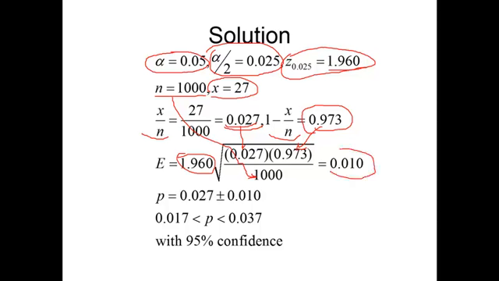And this gives us that E is equal to 0.010. We get 0.027, probably wrong. If it's too low, we add 0.010 to it. If it's too large, we subtract, and so we get that P is between basically 1.7% and 3.7%. You could round it off to between 2% and 4%. He is not going to win.